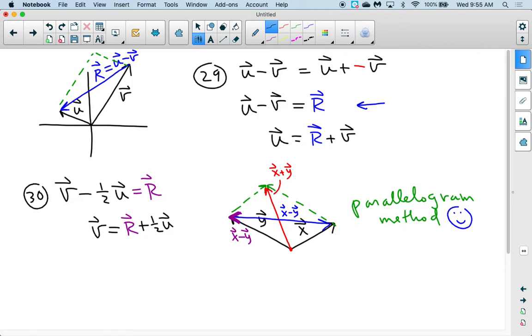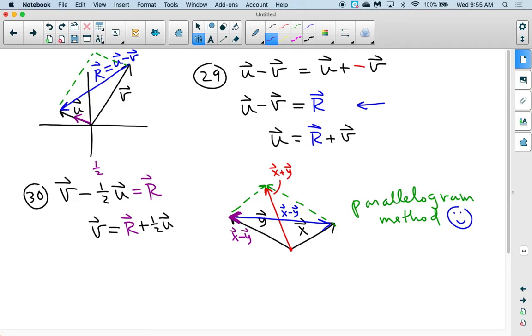So come back to the picture I've already drawn here in number 30. I'm going to work in purple. Let's first go ahead and find half u. We're going to start with half u, and we're going to add a vector and get out to v. So here's half u. Half of u is literally just shrinking u in half. By the way, the half does the same thing that the negative sign did back in number 28.